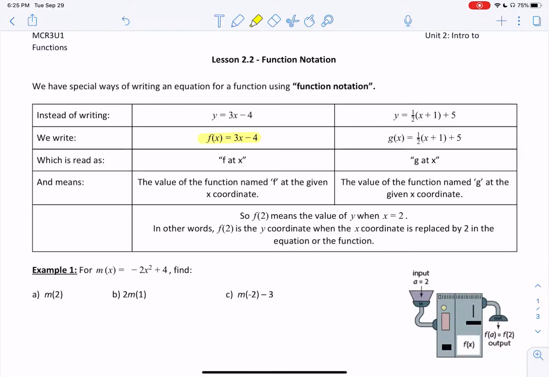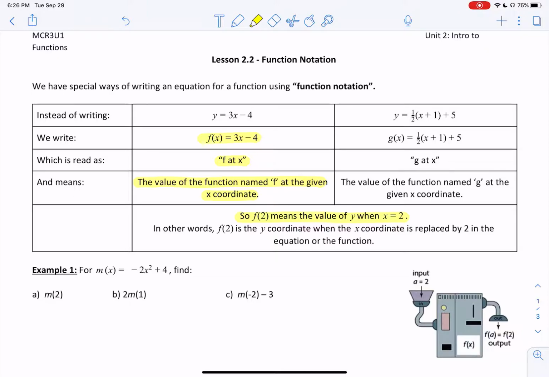And again, we would say f at x. What that means is it's the value of the function named f at the given x coordinate. So for example, f at 2 means the value of y when x equals 2. In other words, f at 2 is the y coordinate when the x coordinate is replaced by 2.